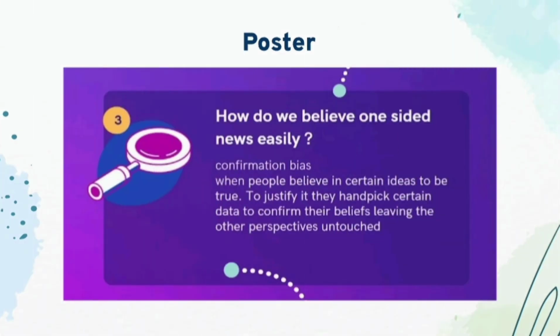Thirdly, how do we believe one-sided news easily? This is due to confirmation bias. This is when people believe in certain ideas to be true. They justify it if they handpick certain data to confirm their beliefs, leaving the other perspectives untouched.